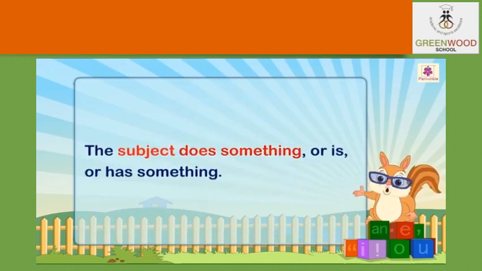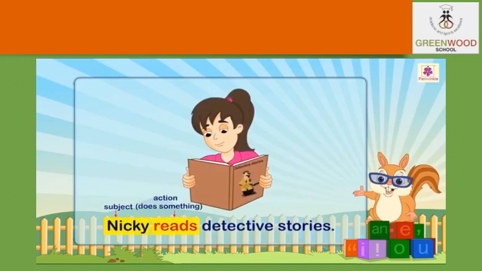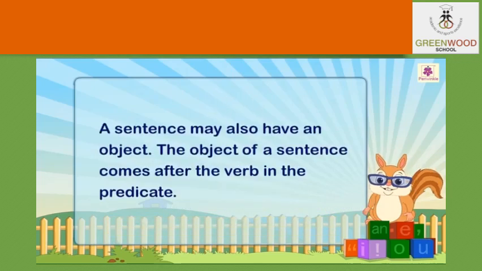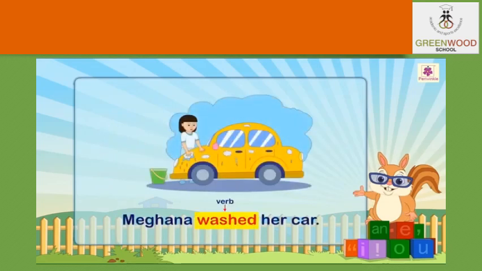The subject does something or is or has something. For example, Nikki reads detective stories. Poisonous snakes have fangs. A sentence may also have an object. The object of a sentence comes after the verb in the predicate. For example, Meghna washed her car.